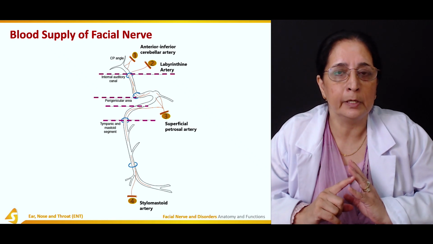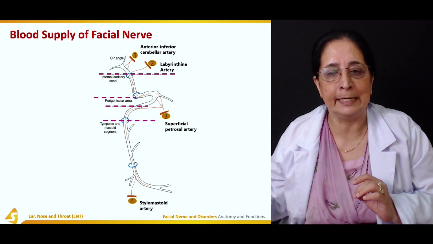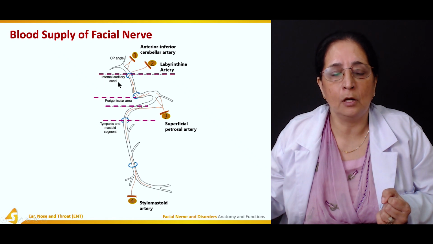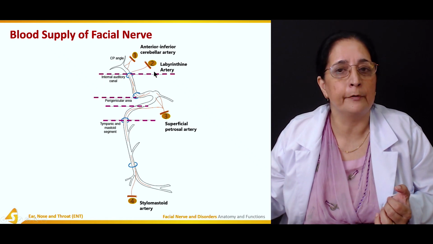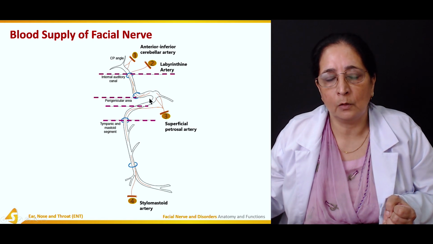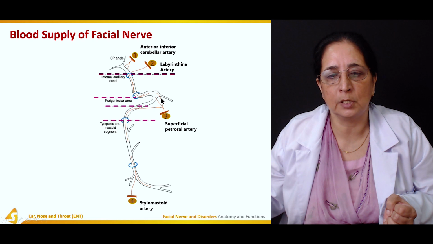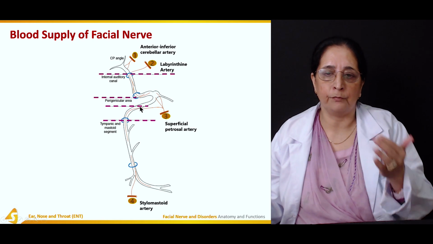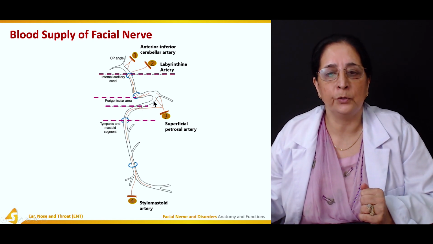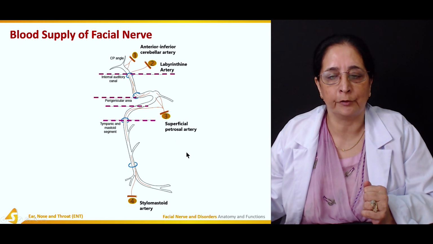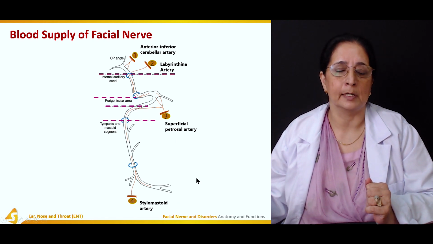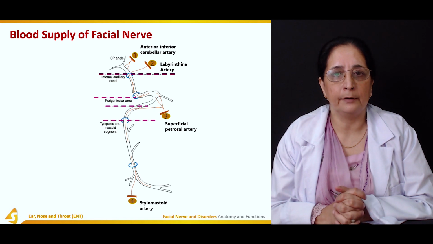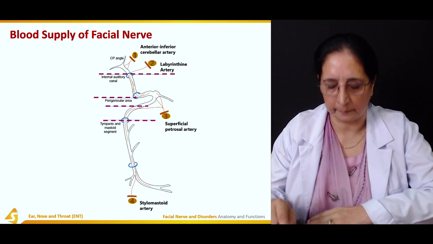There is the anterior inferior cerebellar artery where it leaves the cerebellopontine angle. Then at the internal auditory canal there is the labyrinthine artery. Then lower down there is the superficial petrosal artery at the geniculate area. Genu is the knee, so where it forms the curve, there is the superficial petrosal artery, then the stylomastoid artery. So all these are the arteries that give the blood supply to the facial nerve.